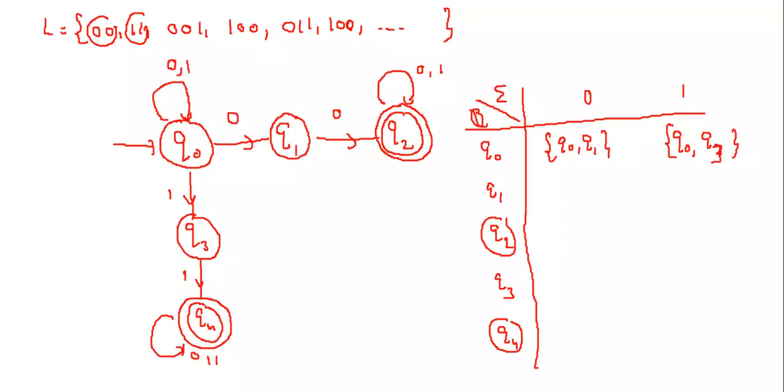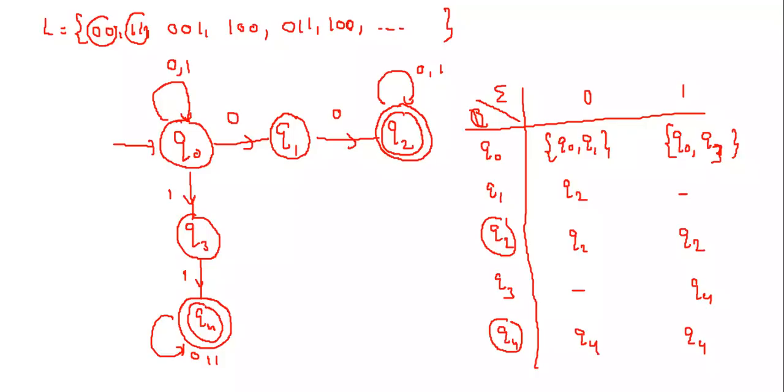On seeing 0 at Q1, you are going to Q2. On seeing 1 at Q1, there is no transition. On seeing 0 at Q2, you are going to Q2 only. On seeing 1 at Q2, you are going to Q2. On seeing 0 at Q3, you don't have any transitions. On seeing 1 at Q3, you are going to Q4. On seeing 0 at Q4, you are going to Q4. On seeing 1 at Q4, you are going to Q4. So this is the transition table for the given NFA.